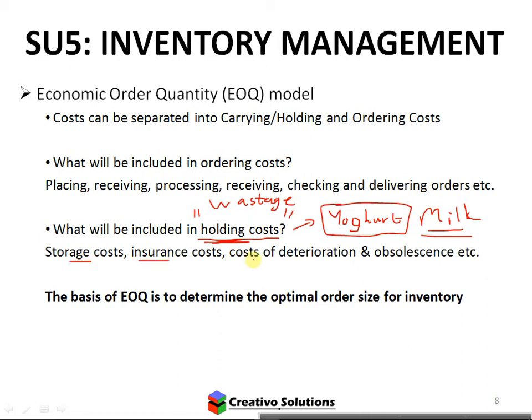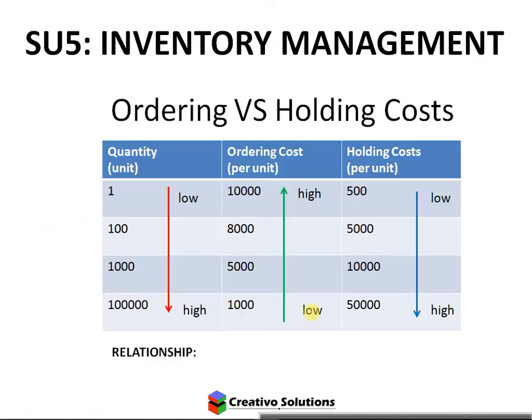So storage costs, insurance, cost of deterioration, obsolescence, even theft. Theft would also be part of your holding costs. A certain amount of your stock may get stolen, be it from the public or customers, or from employees. It's a possible cost that you would have to incur. So EOQ is looking at determining the optimal order size, the best number of goods that I should purchase, that's going to minimize all the costs, not only carrying but also ordering.